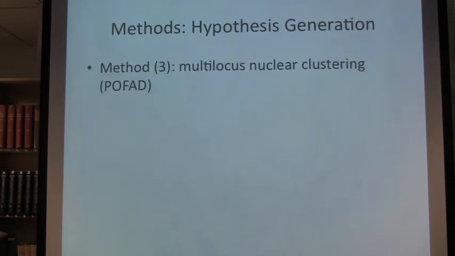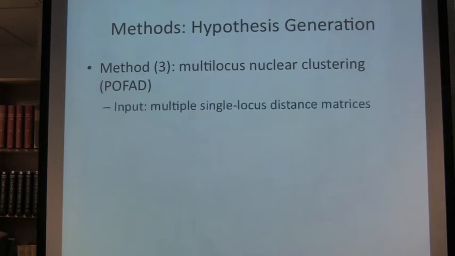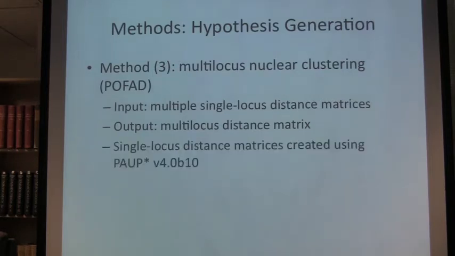For method 3, I used POFAD here. POFAD takes as input multiple single locus distance matrices that are relating alleles and creates one multi-locus distance matrix relating individuals. For my single locus distance matrices, I used POUT, and the results of the POFAD analysis were visualized using SplitsTree.